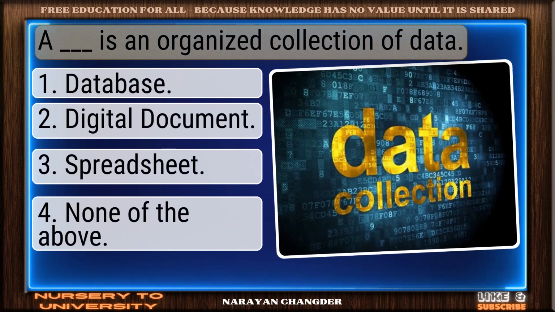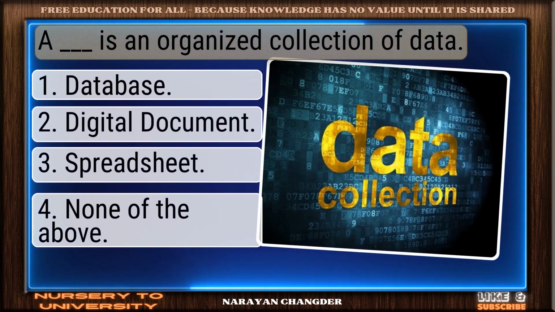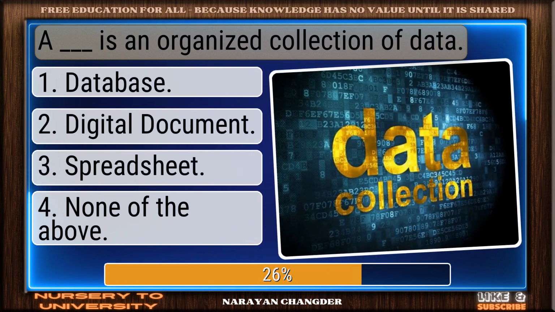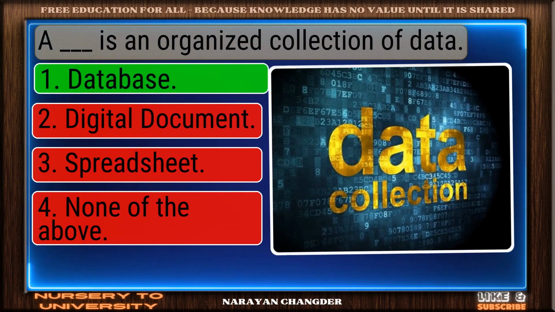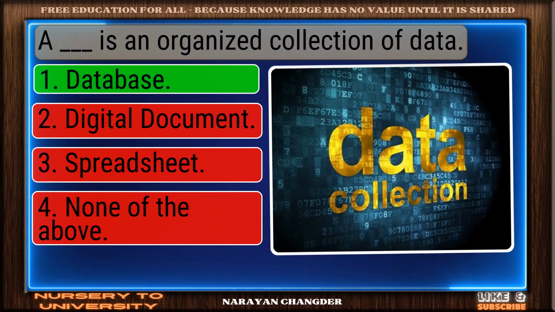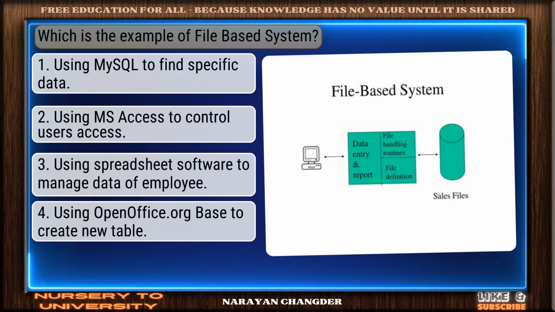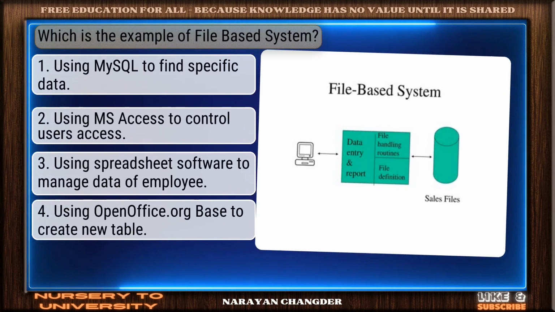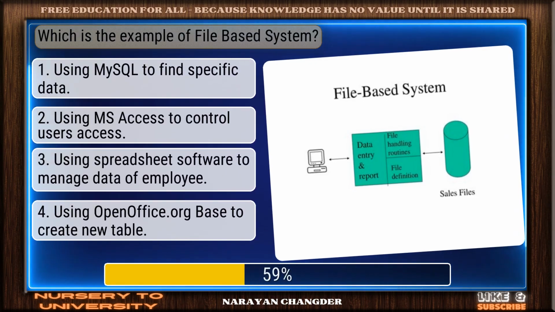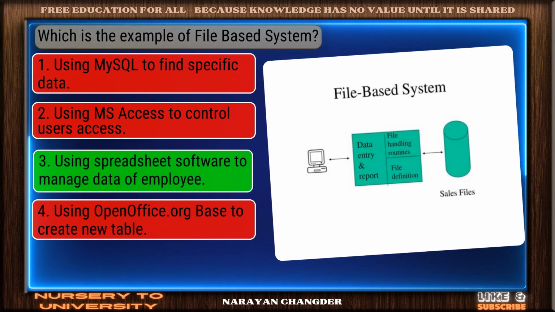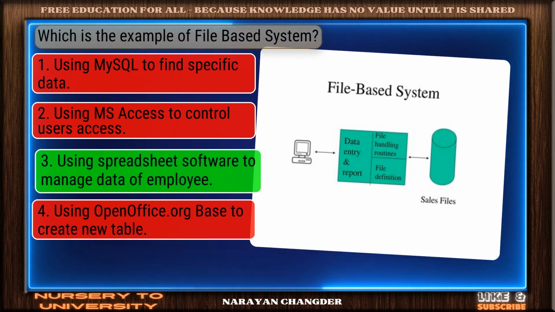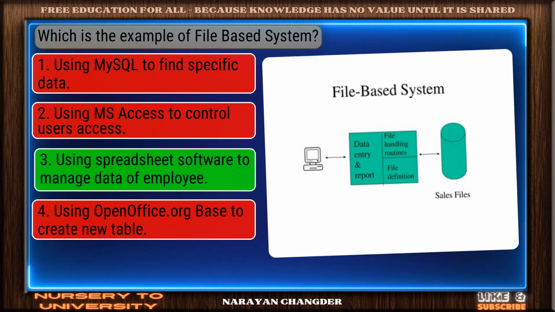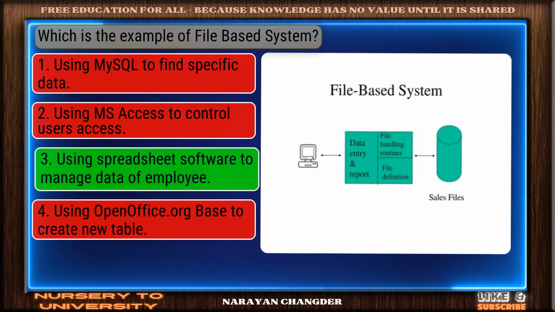Question number 26. A dash is an organized collection of data. Great thinking. Database is the right choice. Question number 27. Which is the example of file-based system? On track. Using spreadsheet software to manage data of employees is the correct answer.